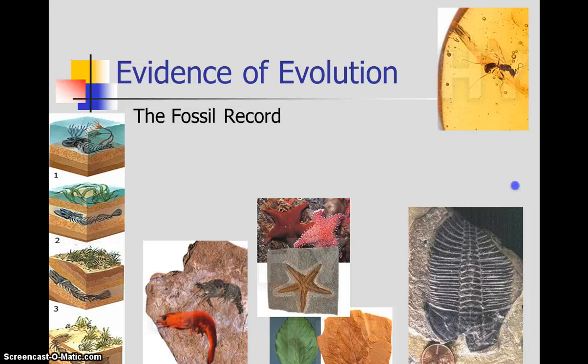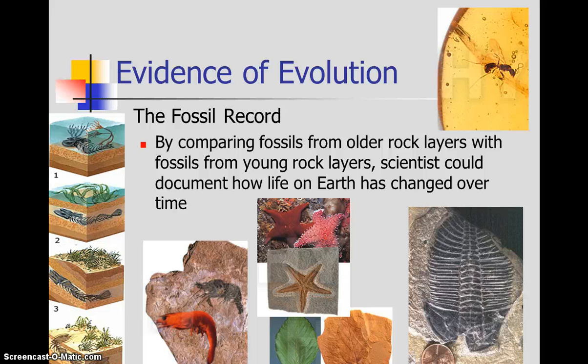We have a fossil record, and how we know that is we've compared fossils from older rock layers with fossils from younger rock layers, and scientists could document how life on Earth has changed over time. So these fossils of the starfish haven't changed very much compared to what they are now. Same as the crawfish here, mosquitoes, flies, all of that stuff.